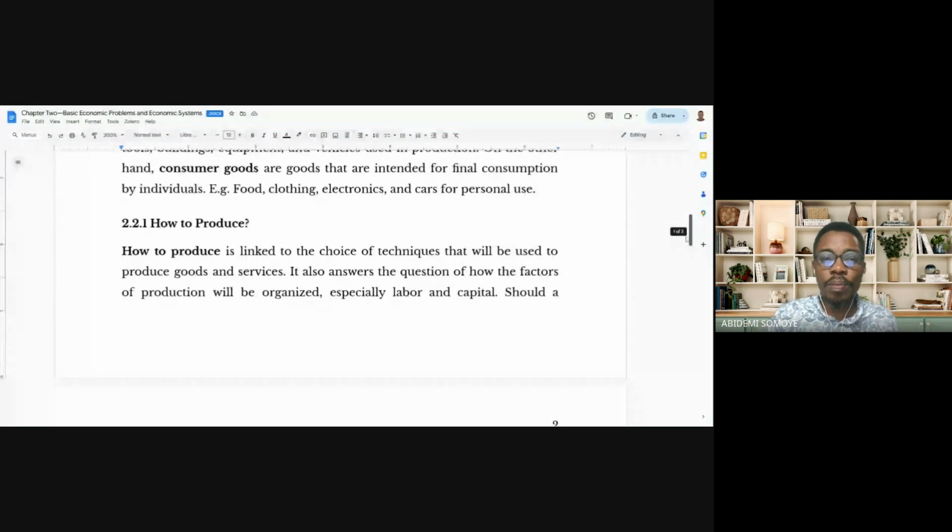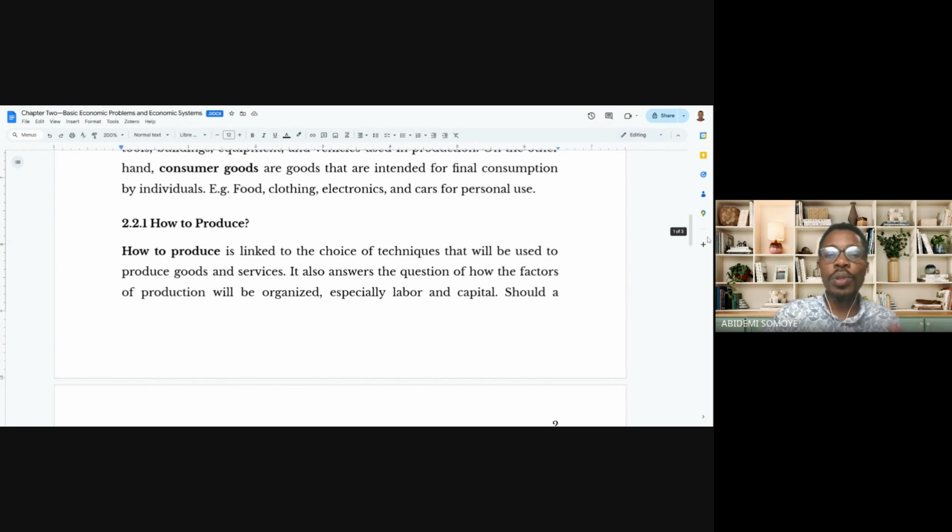How to produce, so what method does a country want to use in the production of the goods and services? Do they want it to be labor driven? Do they want it to be capital driven? Do they want machines, AI robots to do the job, which are capital equipment? Or do you want to build manufacturing plants and have a lot of people working in those manufacturing plants? That's labor intensive, or a combination of both labor and capital.